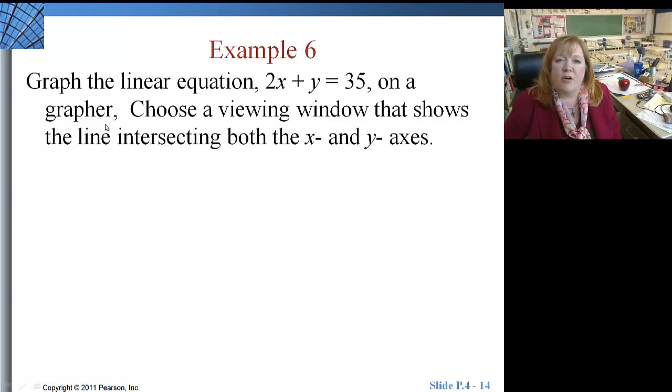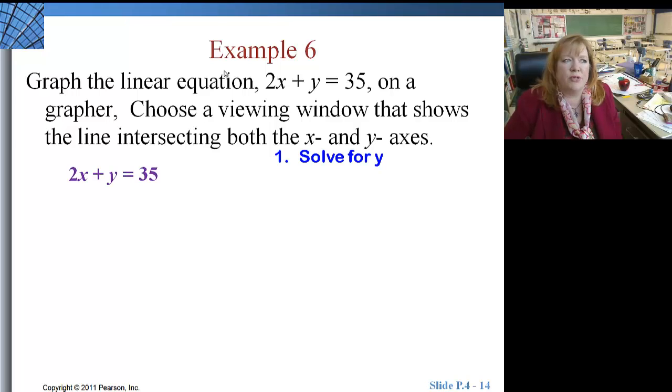Now we're going to talk about graphing these in your calculator, and I think you've had some experience graphing equations in your calculator. You notice that there's an upper left button right under your screen that's y equals. So we have to solve for y. That's our first step. Then we can put that into the y equals. So if we solve for y, all I need to do is subtract 2x from both sides. I end up with y equals -2x plus 35.